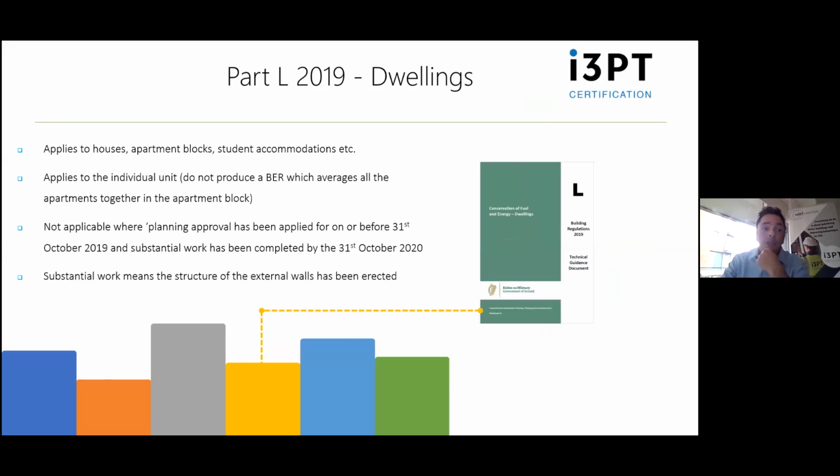Part L 2019, dwellings, applies to houses, apartment blocks, student accommodation and the like. It applies to the individual unit, so don't use a BER with averages of all the apartments together. Briefly, it is not applicable where planning approval has been applied for on or before the 31st of October 2019, and substantial work has been completed by the 31st of October 2020. Substantial work means the structure or external walls have been completed.